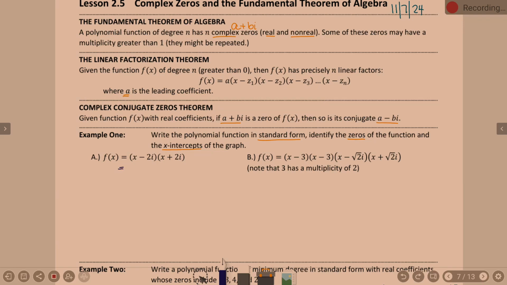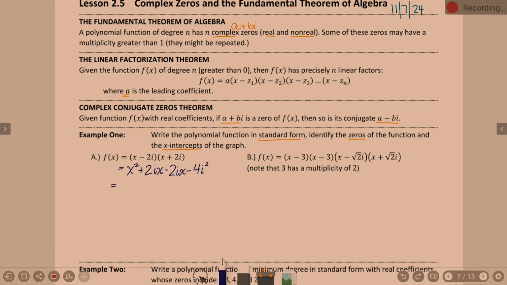And so if we FOIL, first, x times x is x squared. Outsides, x times plus 2i, I'm going to write that as 2ix. Insides, negative 2i times x is negative 2ix. And then negative 2i times positive 2i is what? Minus 4i squared.